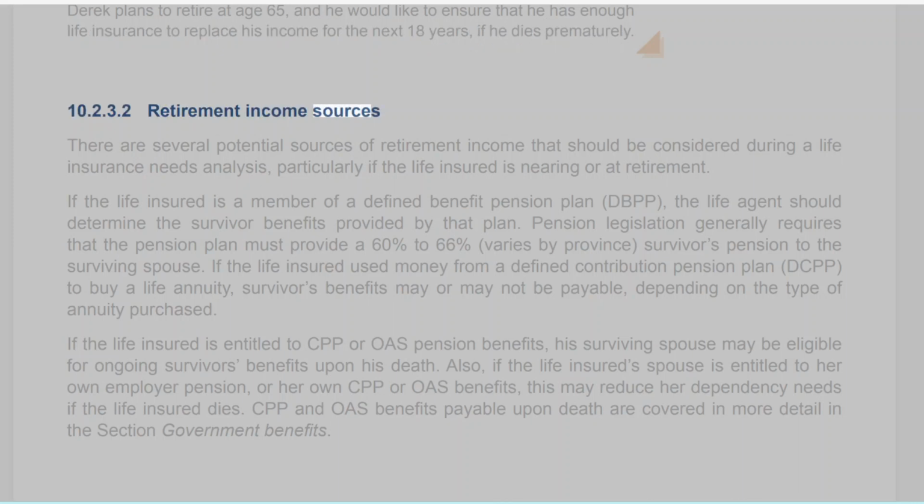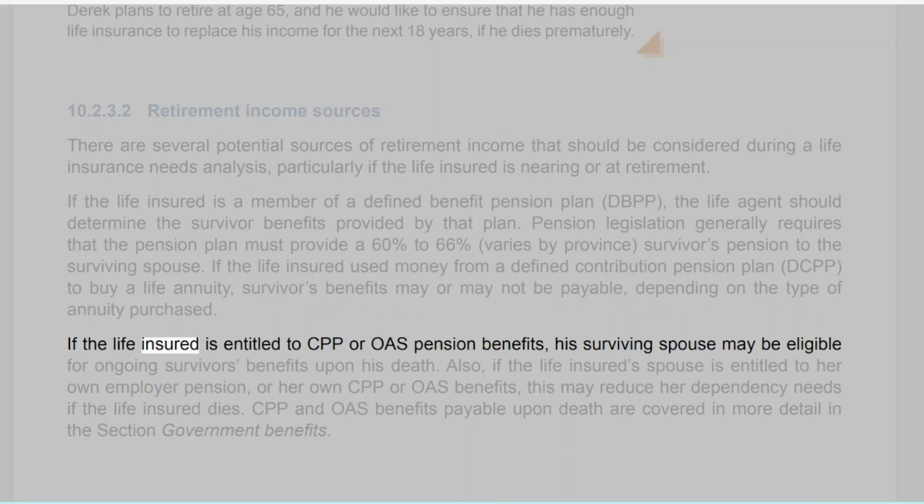10.2.3.2 Retirement income sources. There are several potential sources of retirement income that should be considered during a life insurance needs analysis, particularly if the life insured is nearing or at retirement. If the life insured is a member of a defined benefit pension plan, DBPP, the life agent should determine the survivor benefits provided by that plan. Pension legislation generally requires that the pension plan must provide a 60% to 66%, varies by province, survivor's pension to the surviving spouse. If the life insured used money from a defined contribution pension plan, DCPP, to buy a life annuity, survivor's benefits may or may not be payable, depending on the type of annuity purchased.